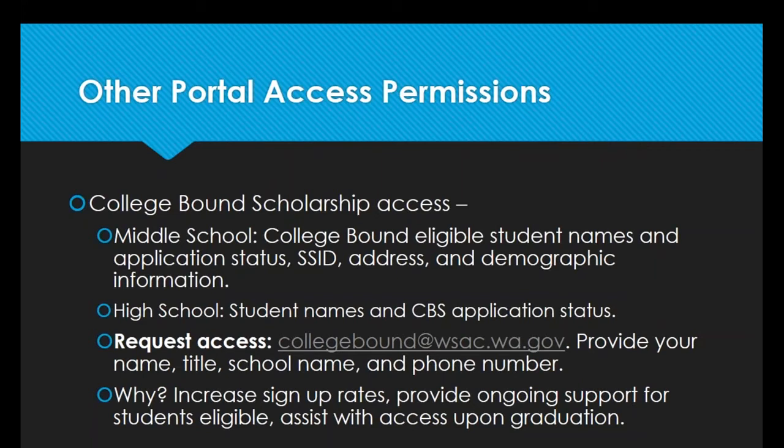If you don't have access to the College Bound part of the portal and would like to have access because that's part of your work, then there's the email address, and just send your name, your title, your school name, and your phone number to that email, and they'll reply giving you instructions and information on how to do that. And again, the goal is both to increase our sign-up rates, making sure that all eligible students are signed up, and then to be able to provide ongoing support to them through accessing the scholarship when they graduate.